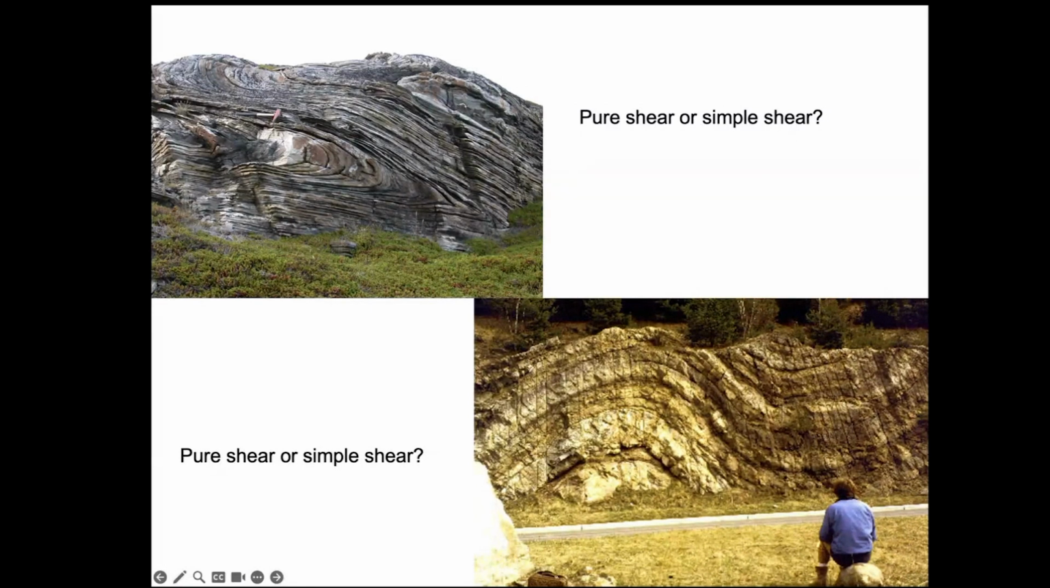It's simple shear, and the second one is pure shear. Yes, because it looks like those fold axes must have been originally vertical. They've been rotated to subhorizontal. This is a good example of simple shear.